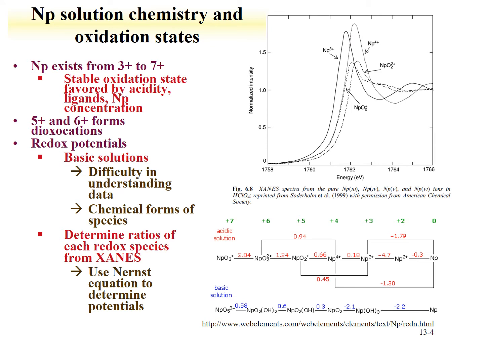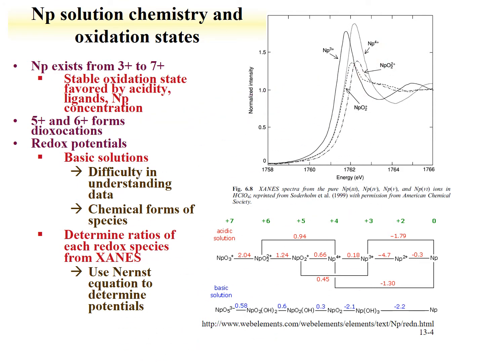Neptunium has a range of oxidation states that are available in solution, from the +3 to the +7. The most stable oxidation state, as we'll see, will be the +5. However, other states can be stabilized based upon acidity, ligands available, and even the Neptunium concentration. Similar to uranium, +5 and +6 oxidation states form dioxyl cations, as shown here.